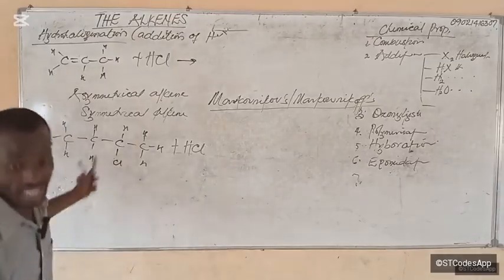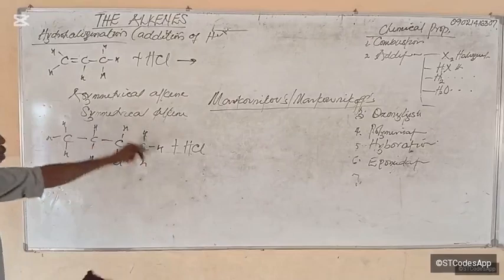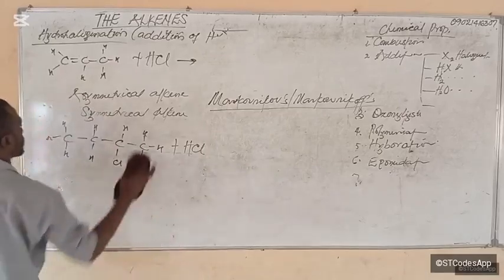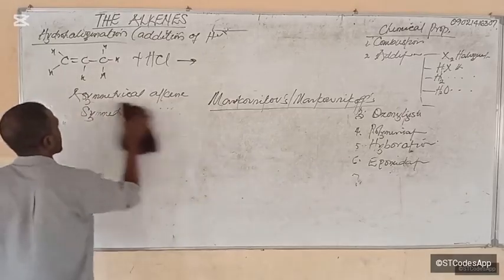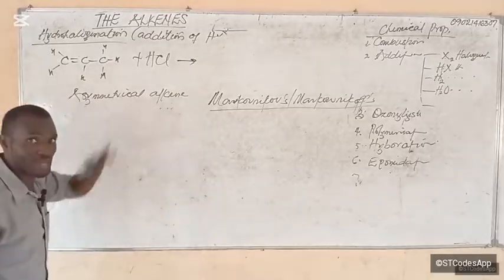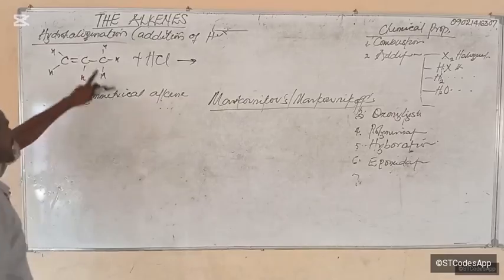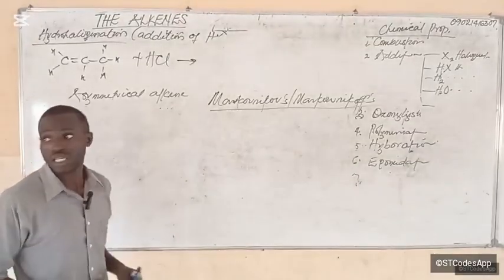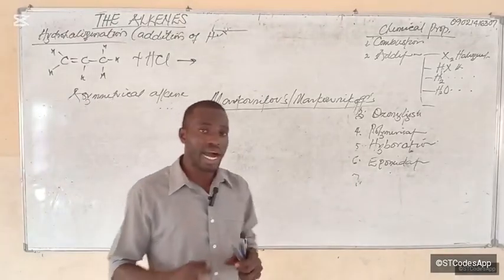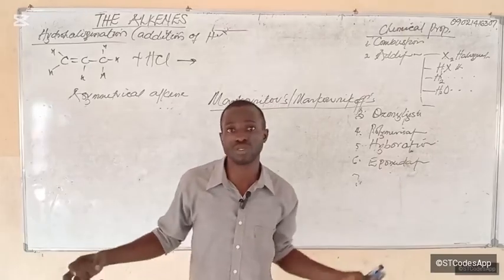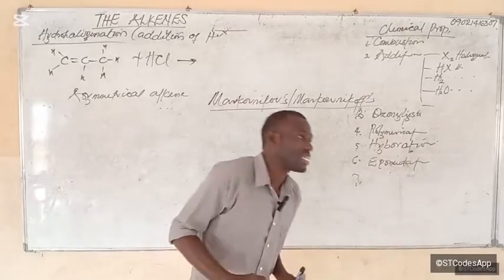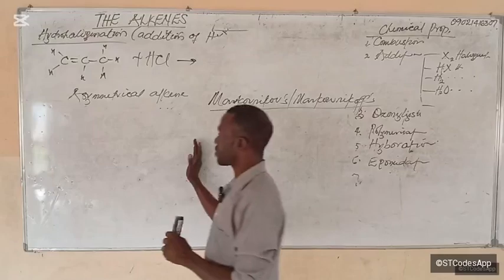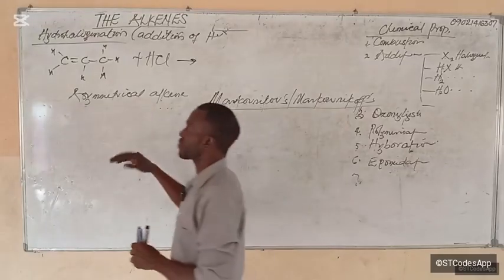So let me clean this place. This is symmetric. With a symmetrical alkene, what you have there is what you see. So whether it's anti or syn is the same thing. But with an asymmetrical alkene, here's what will happen. Why is it asymmetrical first? Asymmetrical because across the double bond there are different groups. But with the symmetrical alkene, you will see in the two I wrote, it had the same group across the double bond. Okay?